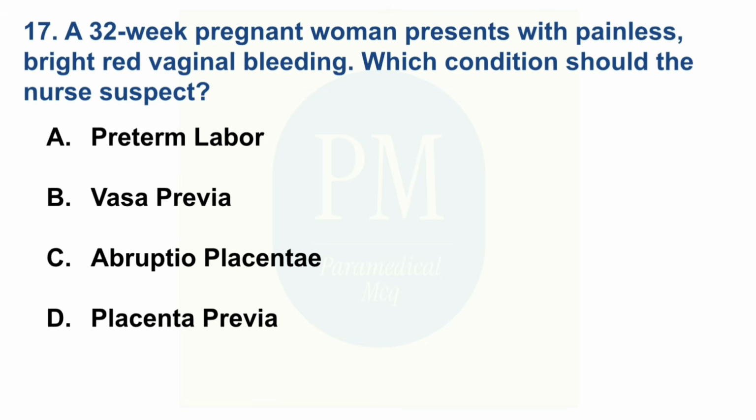A 32-week pregnant woman presents with painless bright red vaginal bleeding. Which condition should the nurse suspect? Option A, preterm labor; option B, vasa previa; option C, abruptio placentae; option D, placenta previa. The correct option is option D, placenta previa.